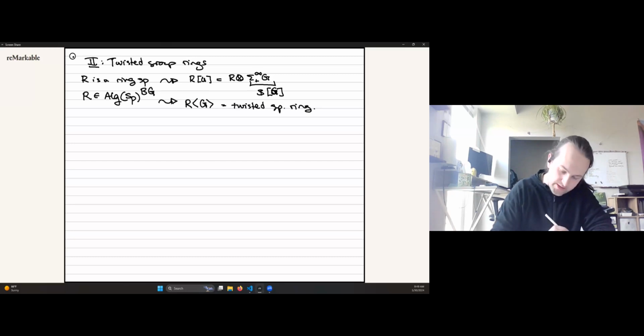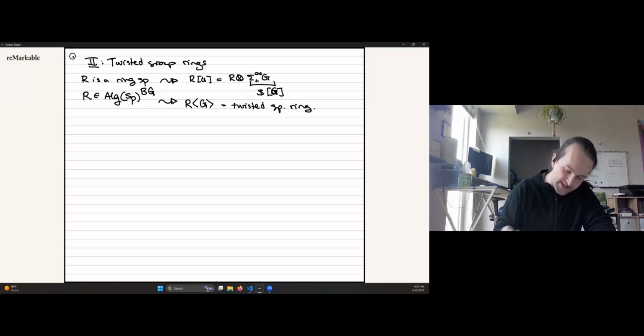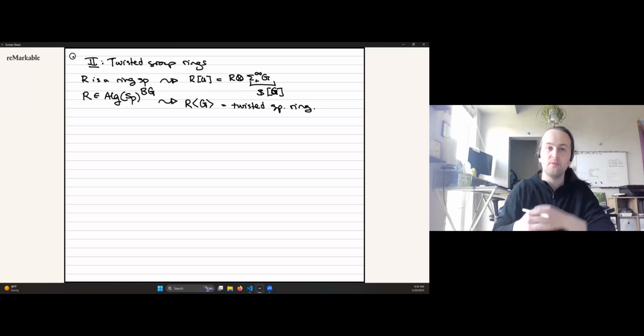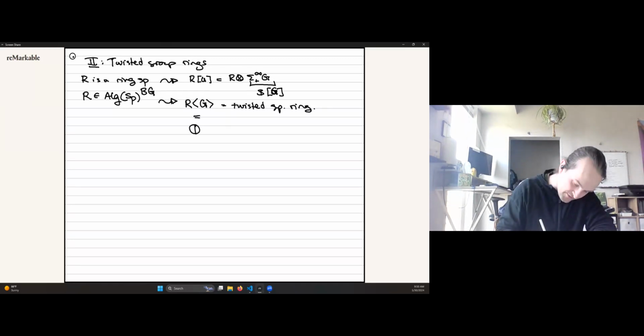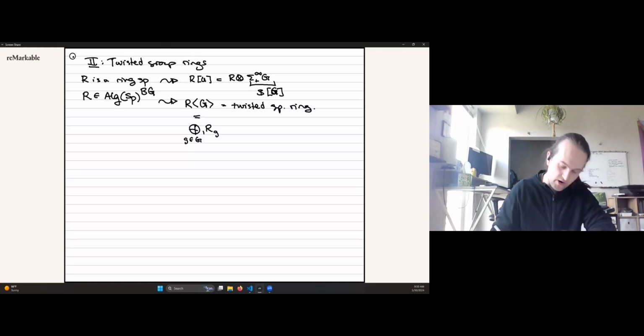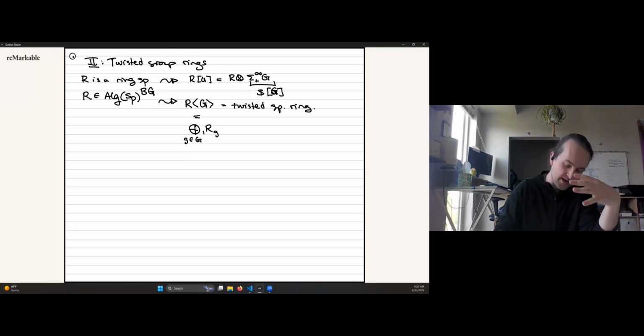And maybe just really quickly, it has the same underlying spectrum as the group ring, but the multiplication is different. Because it has the same underlying spectrum, it basically looks like a direct sum of copies of R over the elements in G. And you have a funny multiplication, which I'll try to describe in a sec.